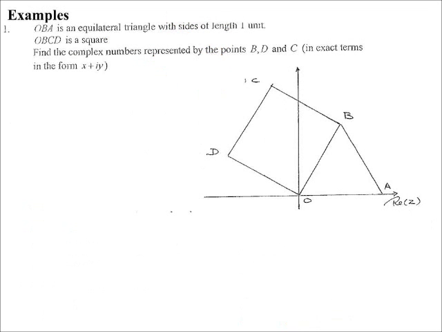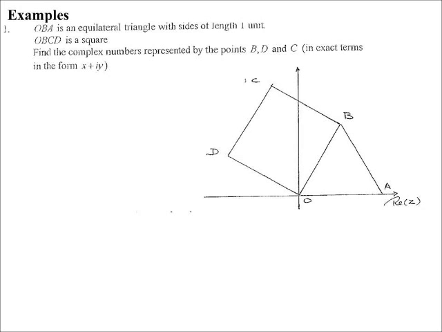Okay, some more examples. We know in this question, OBA is an equilateral triangle. Side lengths 1, which makes the maths nice and easy, so the length of the vectors there are 1. OBCD is a square. We want to find the complex numbers represented by the points B, D, and C. Odd way of asking that question. Perhaps they're giving me a hint, as in the order to find these, because why wouldn't they say B, C, D? They've said B, D, C.